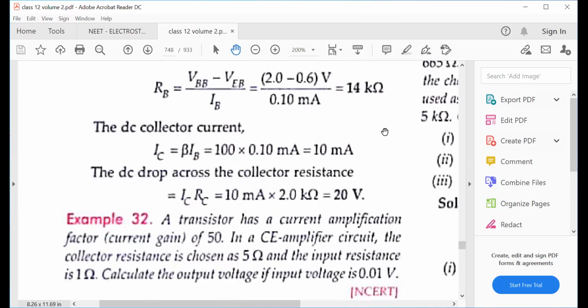In this question 32, we are going to find the voltage gain. So what terms are there? We know the beta, we know RC, we know RB, and we know your input voltage. To find the voltage gain, we need to find the output voltage. Voltage gain is V0 by V input, which is equal to beta into R0 by R input. So from this relation, try to find V0.